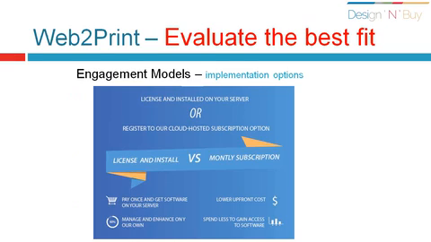With web-to-print solution providers, there are generally 2 models available in the market. One is the license model, another one is the monthly subscription model. You can choose either model as per your requirement. I'll share some pros and cons, or some differences between these two.